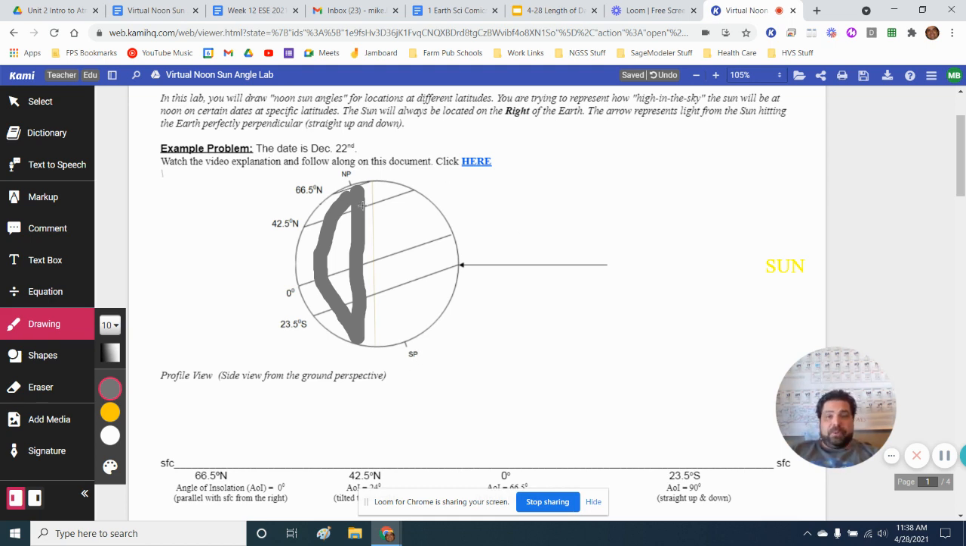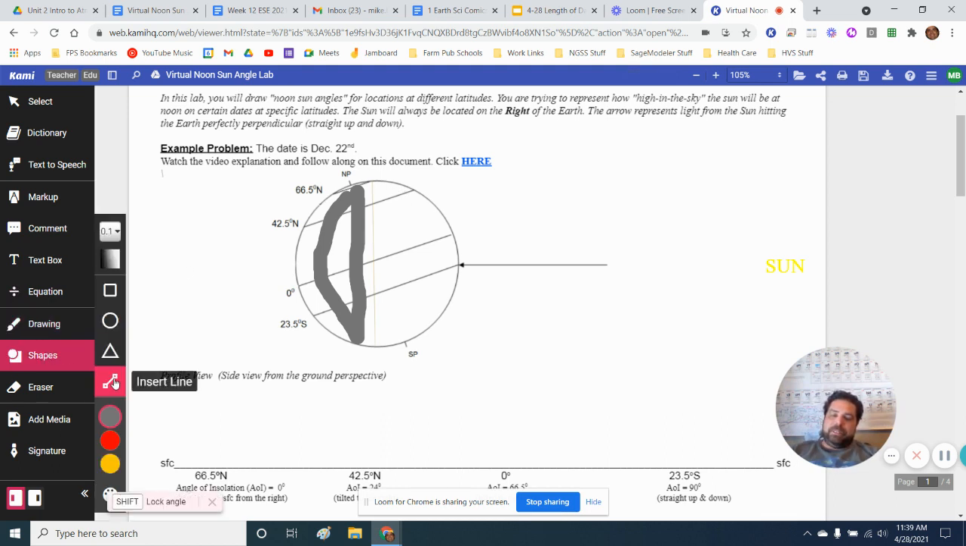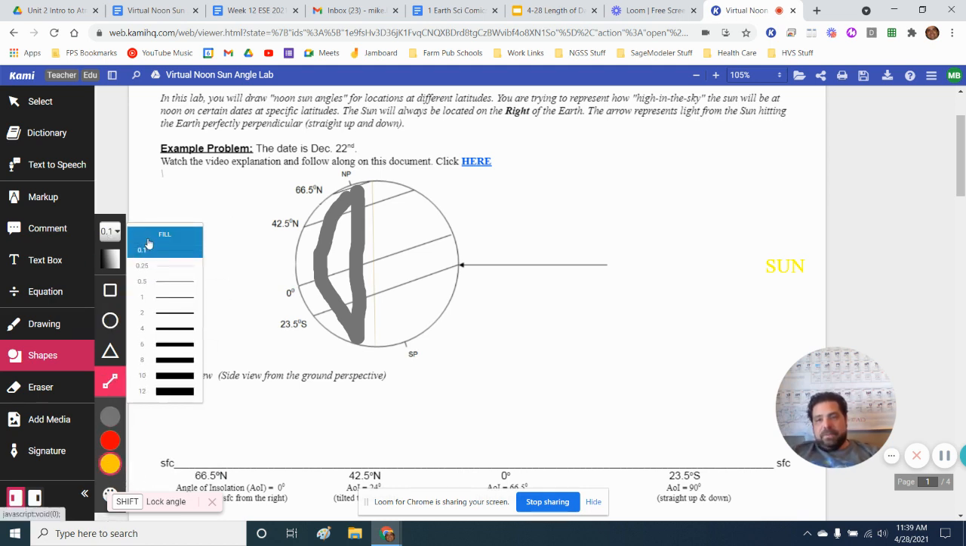Now, here's the South Pole, here's the North Pole. Earth's rotating based on the axis, right? So portions of Earth are going to rotate in and out of daytime. Next thing I want you to do is go to shapes. I want you to get a straight line, and we're going to do a yellow straight line to represent photons of light from the sun. I'm going to make it a little bit bigger than it was before.